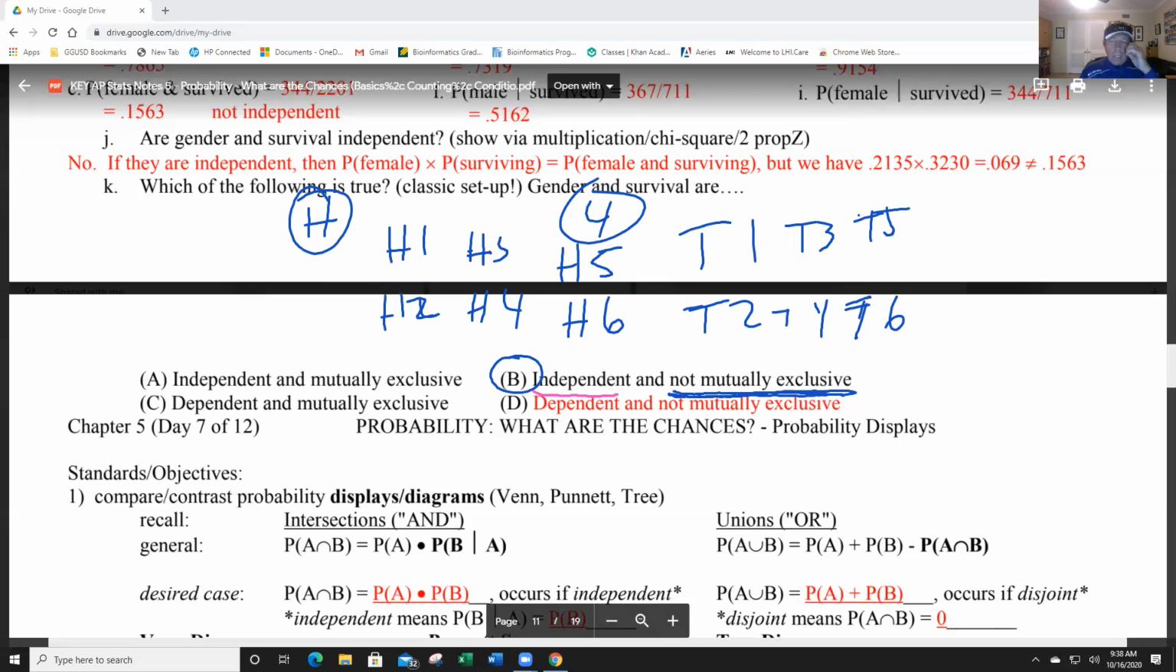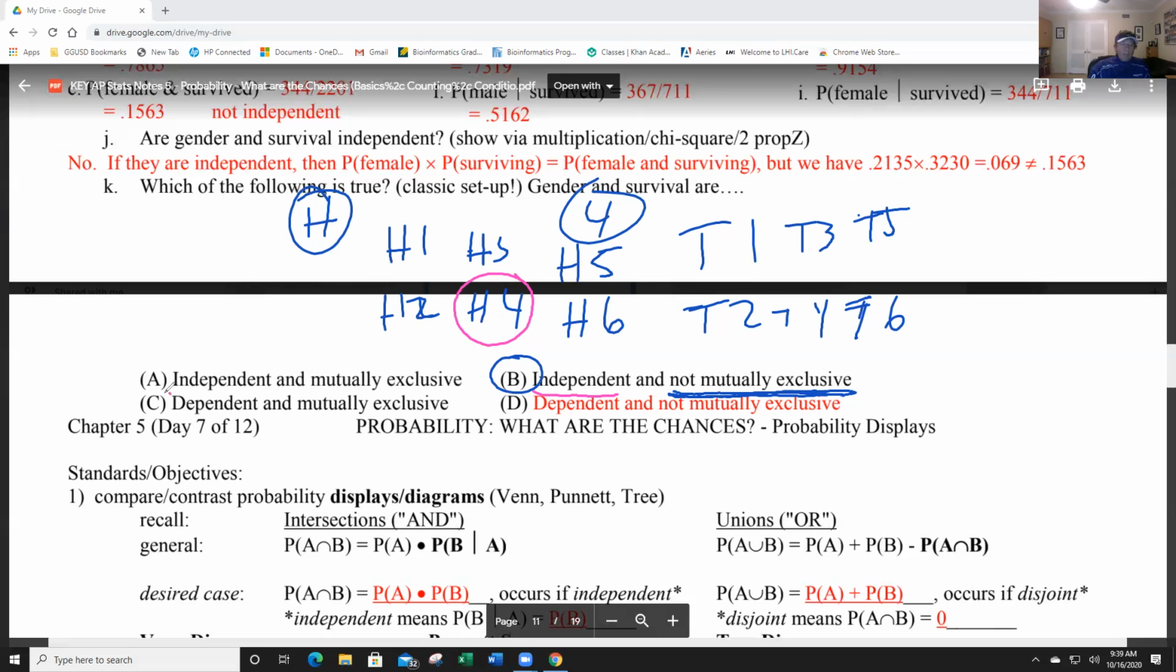And then not mutually exclusive means they can happen at the same time. Yes, they can. Heads and a 4 actually happen 1/12 of the time. So these are independent events that can happen at the same time. In this case, what we're talking about is gender and survival. Are they independent? Well, no, but can you be a male and die? You sure can. So B is not the one either.